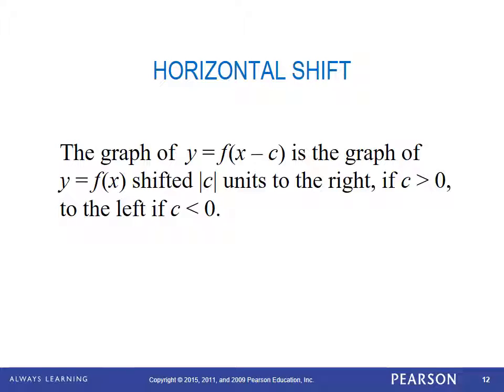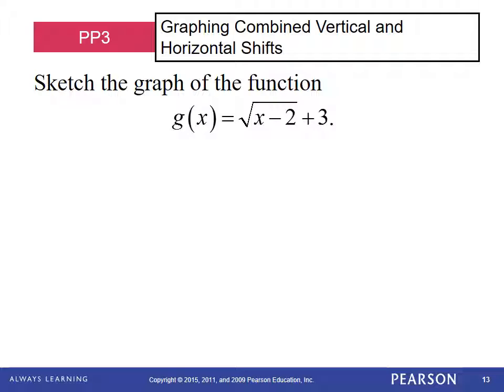All right, so now let's put both of these together real quick. So practice problem number 3. All yours now. You have a square root of x is the parent function, looks like. You have a minus 2 that's inside the function. You got a plus 3 outside the function. I'll give you guys a few minutes here. Try it yourself.